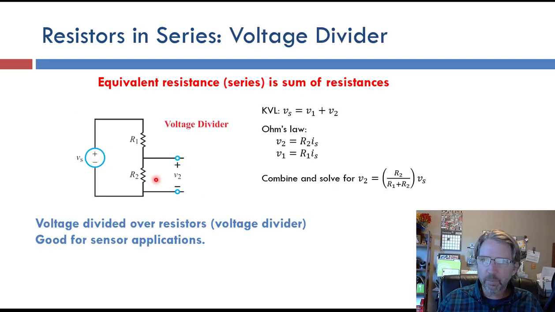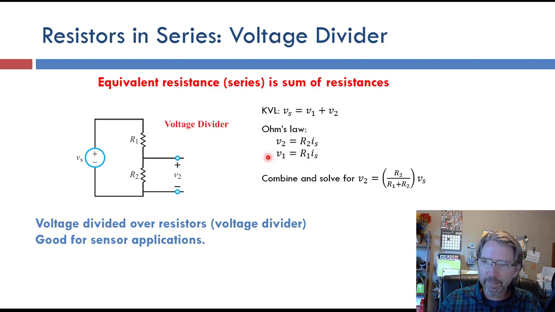The other thing that comes up with series resistors is the voltage divider. This is two resistors in series connected to a voltage source. The analysis is exactly the same as we did for the equivalent resistance. Kirchhoff's voltage law: Vs equals V1 plus V2. Here V1 would be, it's not even shown, right here, plus minus V2. And then Ohm's law for V1 and V2.